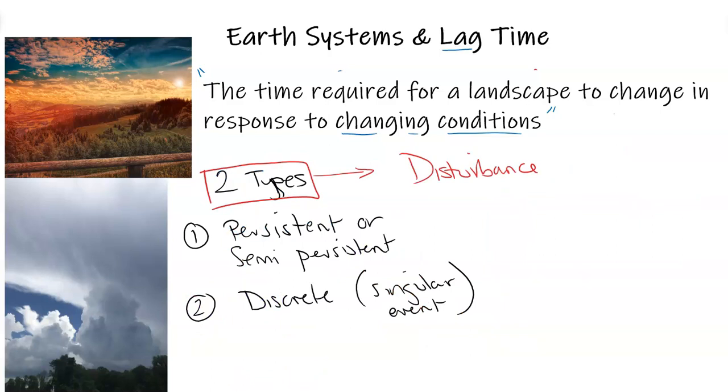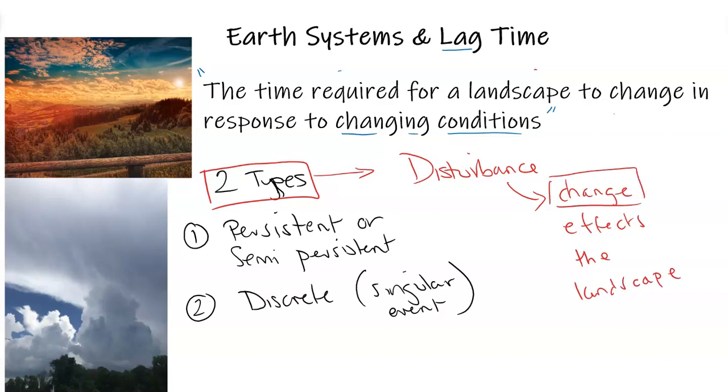Now, in terms of what causes the change to happen or the lag time to happen, is called a disturbance, all right, or perturbation. Disturbance is a change that affects the landscape. That change is a very fluid term. So disturbance comes in 2 types. There is persistent or semi-persistent. There's also discrete. Discrete is one time only, is a single event.